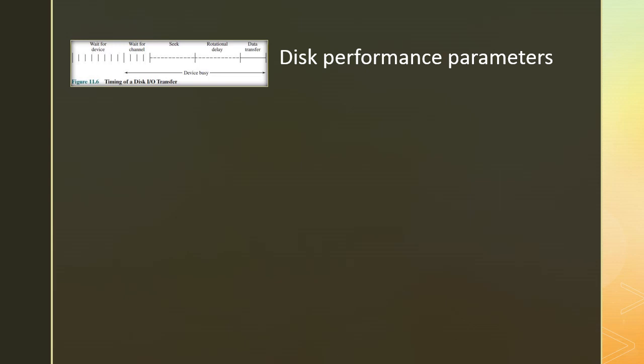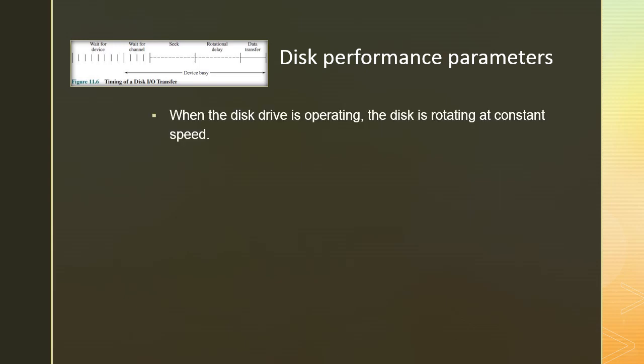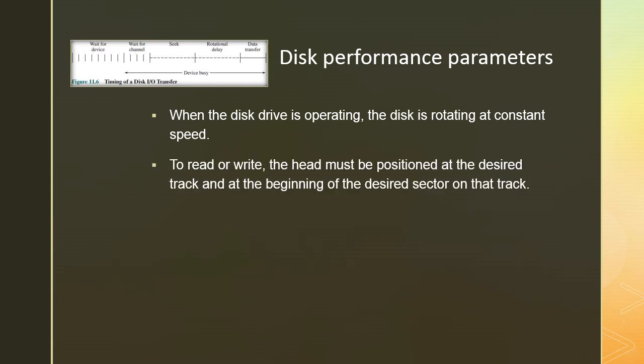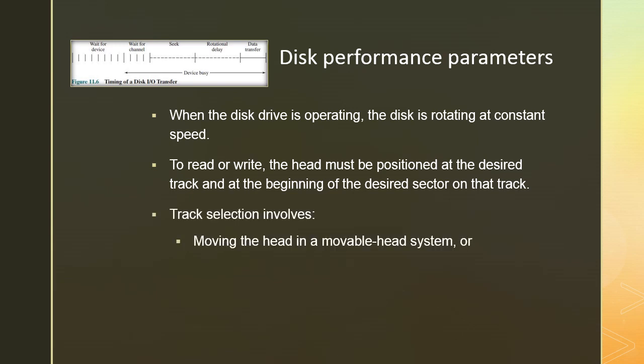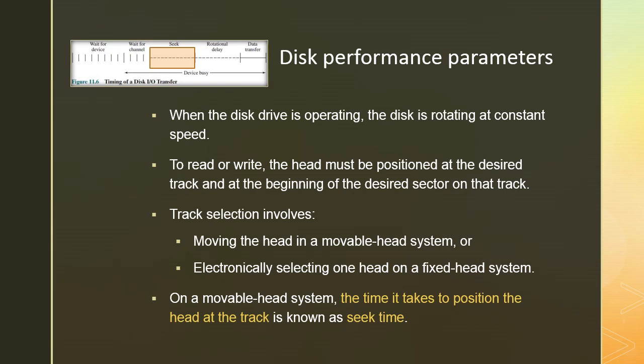Disk performance parameters. When the disk drive is operating, the disk is rotating at constant speed. To read or write, the head must be positioned at the desired track and at the beginning of the desired sector on that track. Track selection involves moving the head in a movable head system or electronically selecting one head on a fixed head system. On a movable head system, the time it takes to position the head at the track is known as seek time.